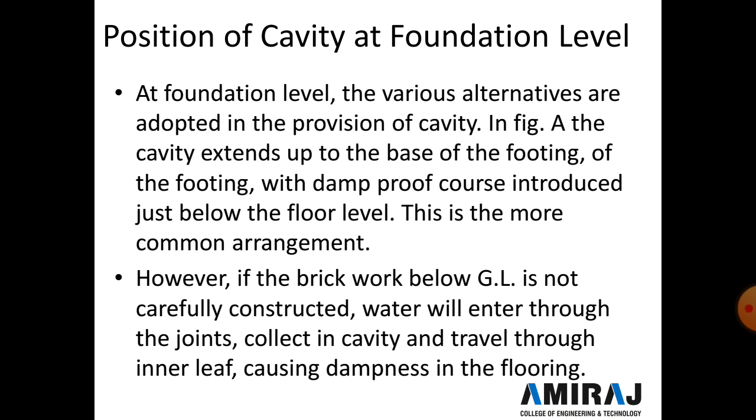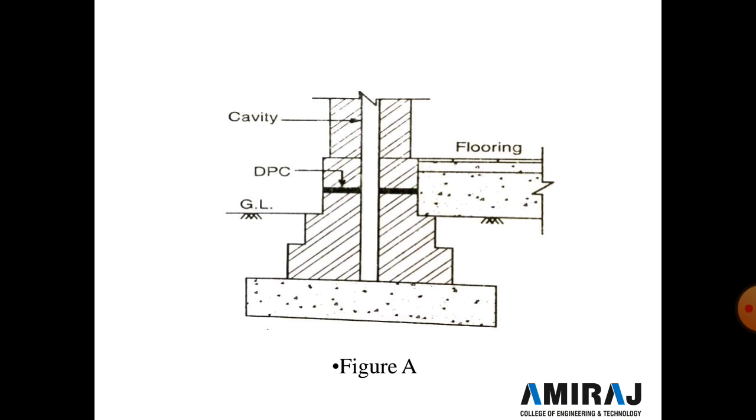At the foundation level, various alternatives are adopted in the provision of the cavity. In a figure, the cavity extends up to the base of the footing with damp proof course introduced just below the floor level. This is a more common arrangement. However, if the brickwork below the ground level is not carefully constructed, water will enter through the joints and collect in the cavity and travel to the inner leaf, causing dampness in the flooring. So see this figure.